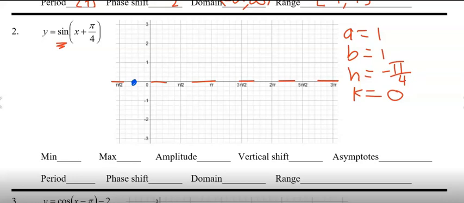Okay. Did you get the correct A, B, H, and K? 1, 1, negative pi over 4, and 0. You got the correct center line. You found HK. Is HK on the sine wave or under the max? That's actually on the wave, right?